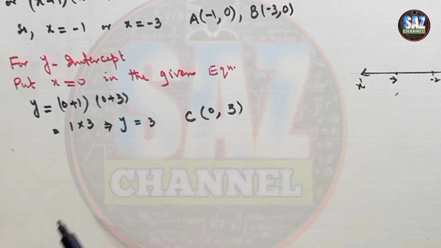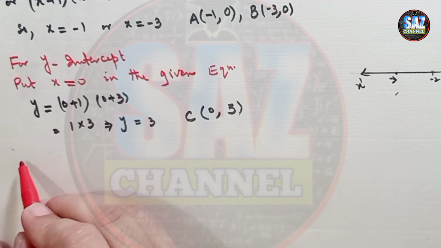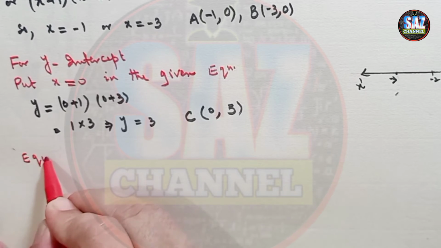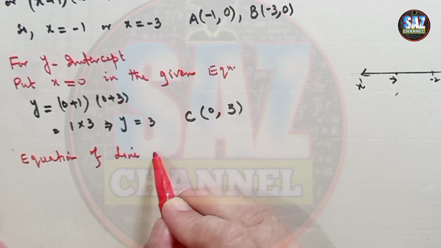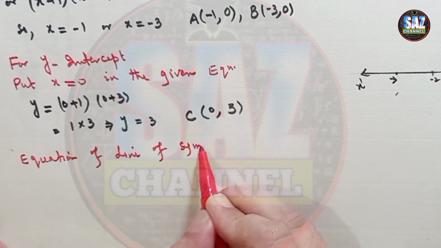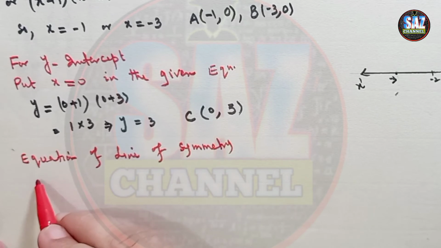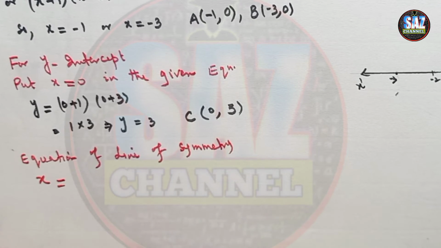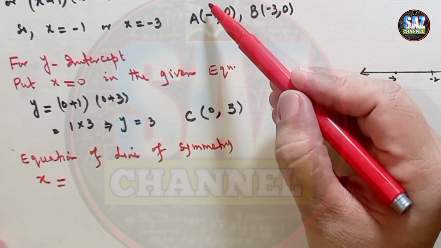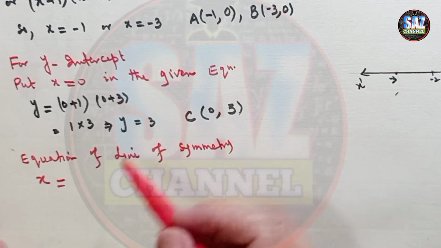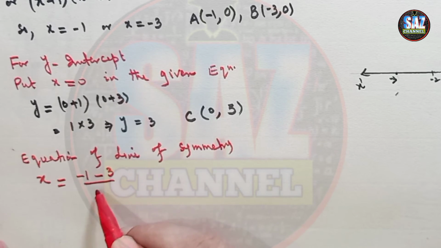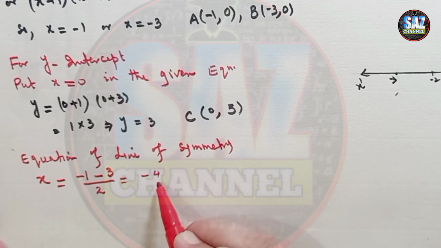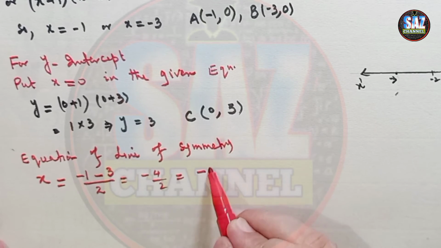Okay, now after that, the next step was that we have to find the equation of the line of symmetry, and recall from the previous lesson that the equation of the line of symmetry is halfway between, the midpoint of both x-intercepts. So the x-intercepts are -1 and -3, divided by 2, -4 by 2, and this will give me -2.